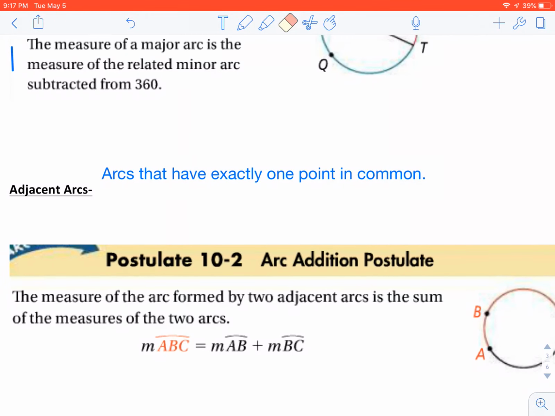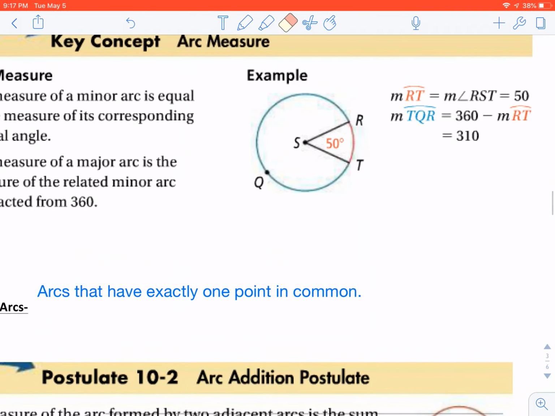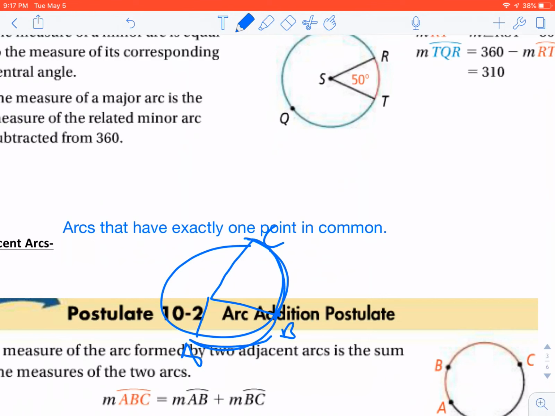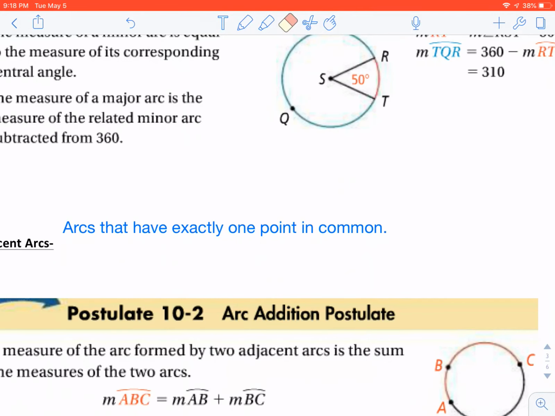Adjacent arcs are just arcs that have exactly 1 point in common. Remember, adjacent is that fancy word for next to. So for example here, if you have two arcs, A, B, C, arc CB and arc AB are adjacent. They share that point right there. I know it's a quick, sloppy drawing, but you get the idea.